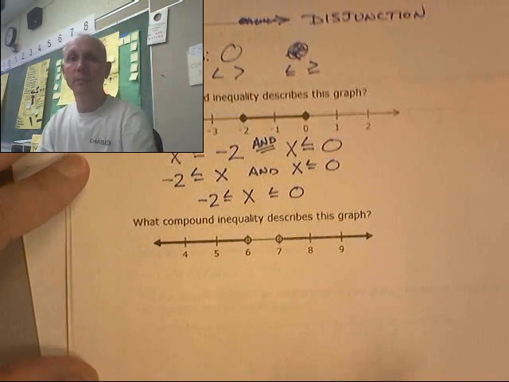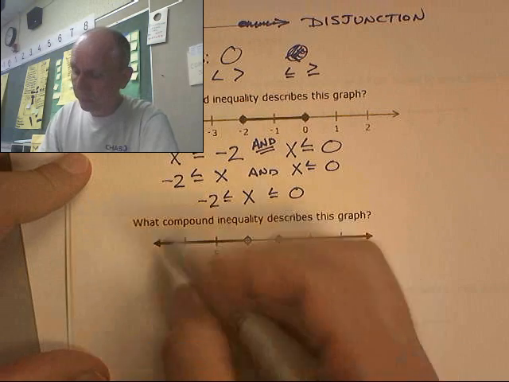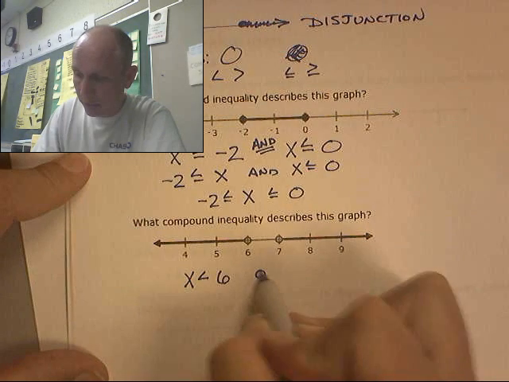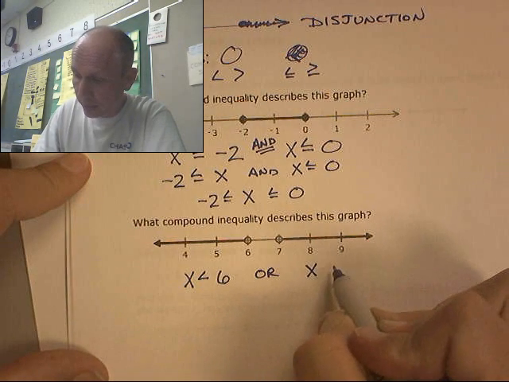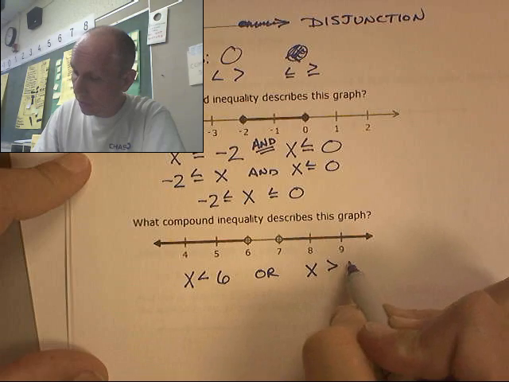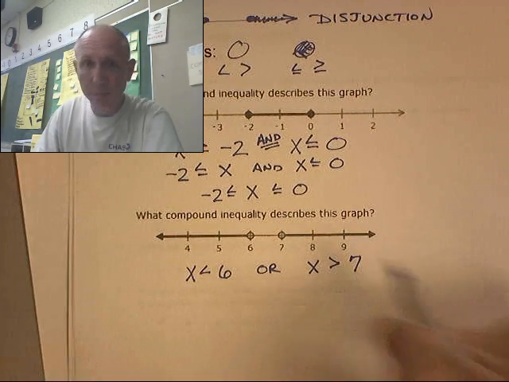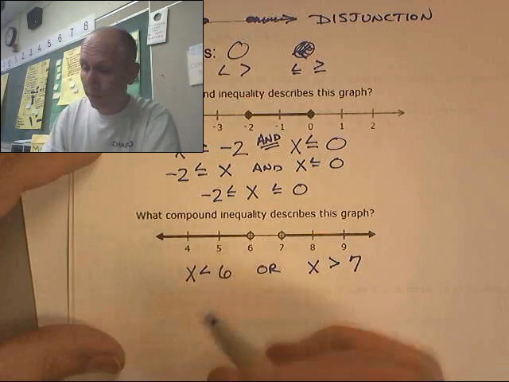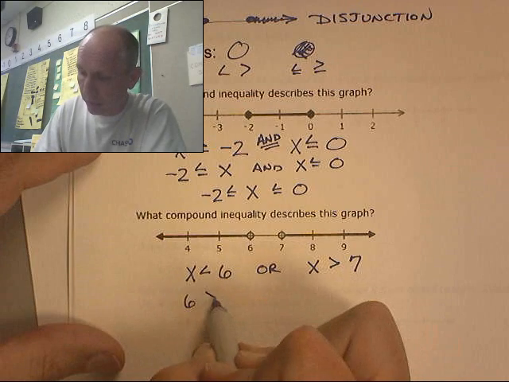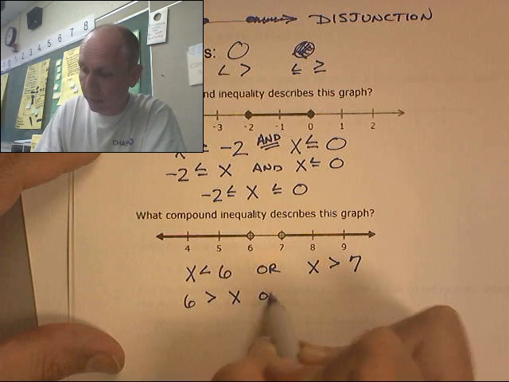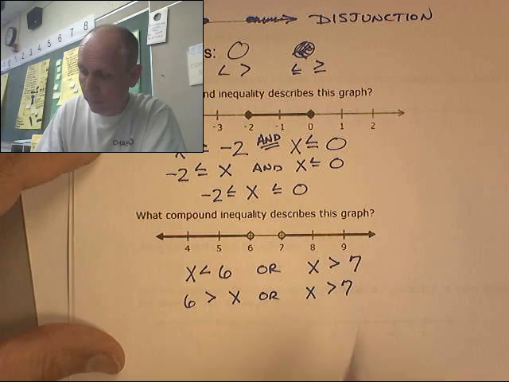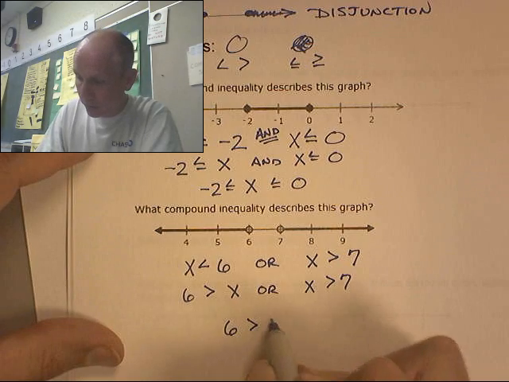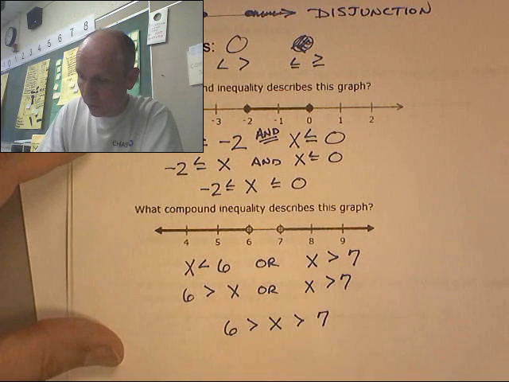Let's do another one. What's this guy? This is x is less than 6 or x is greater than 7. Now, for or statements, there is no way to squish these together. Look what happens if I try. Let's flop that over. 6. And the inequality is still eating the 6. Okay, you ready? Let's mush it together. 6 is greater than x, which is greater than 7.